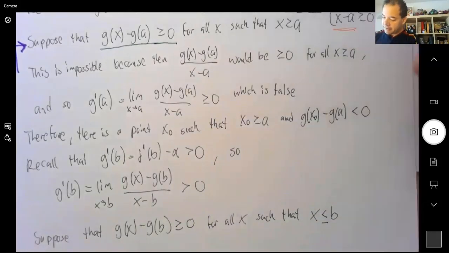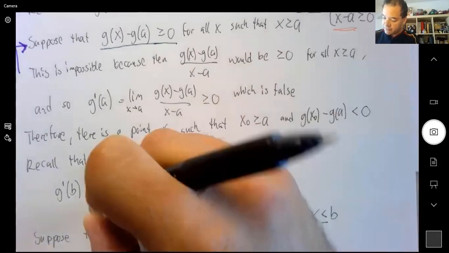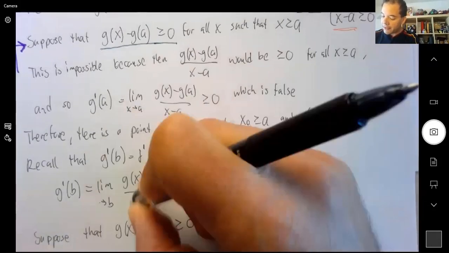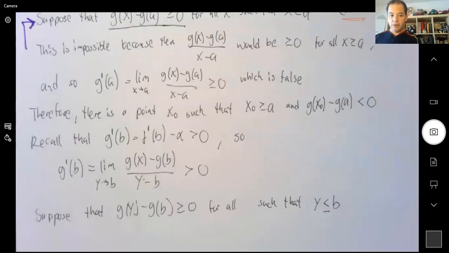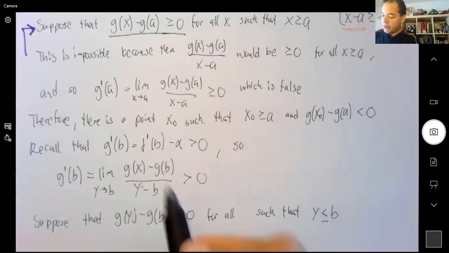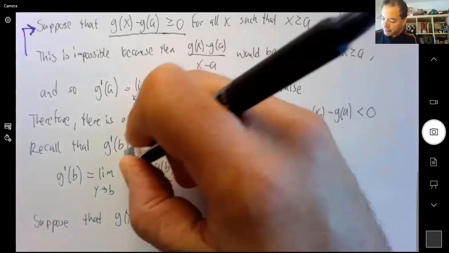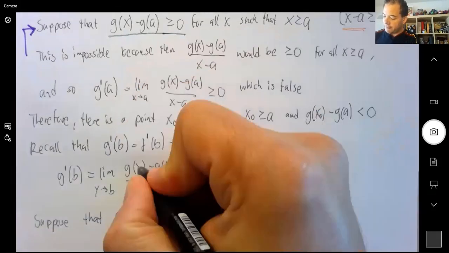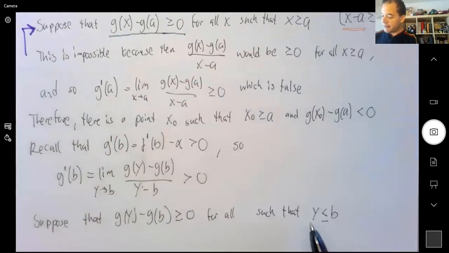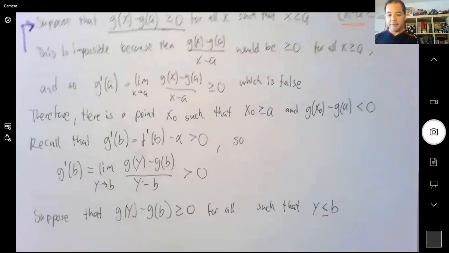In fact, to avoid confusion, let me write y here. We'll make it look better. All right, so we know this is positive. The top one is positive. So assume the top one is positive, but then for every y that is less than b, the bottom is negative, right? And positive divided by negative would give me negative, right? So again, this is impossible.